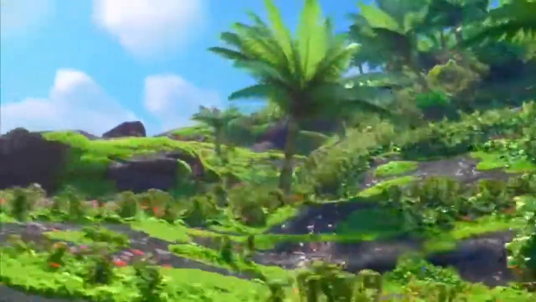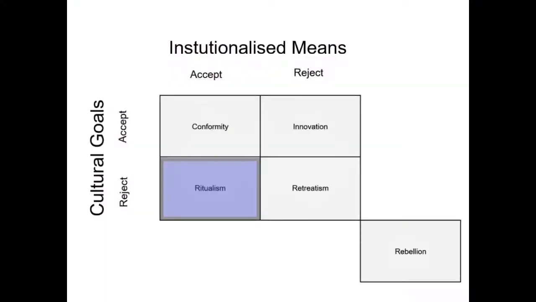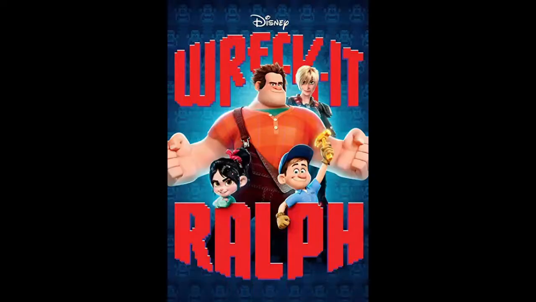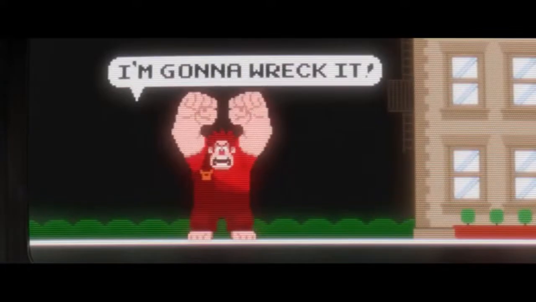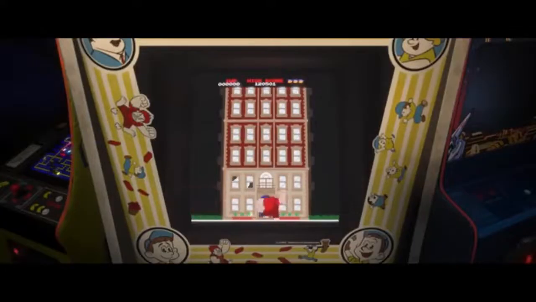The next reaction to strain is ritualism, where one accepts the institutionalized means, but rejects the cultural goals, meaning they repeat the same tasks every day, but have no interest in achieving the cultural goal. A Disney character that matches this description is the protagonist from Wreck-It Ralph, the designated villain of the arcade game Fix-It Felix, who is forced to endlessly be defeated by the hero of the game, Felix, and is treated like an outcast by the other characters.